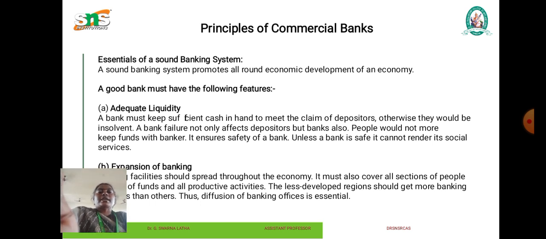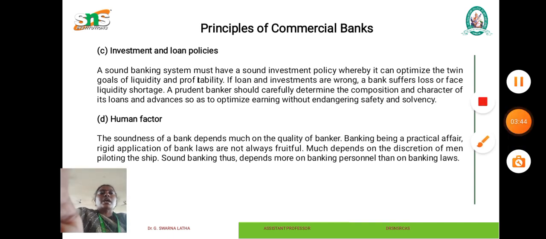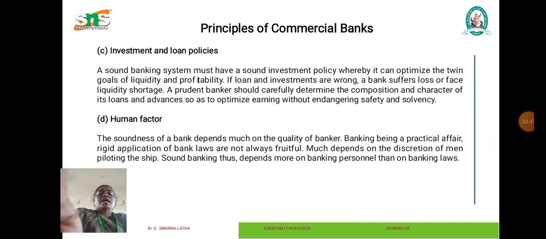Next one is expansion of banking. It should bring the facilities throughout the country's economy. It must also cover all sections of the people, of the funds and also productive activities. The less developed regions should get more banking than others. Thus, a diffusion of banking offices is essential. The next one is investment and loan policies. A sound banking system must have a sound investment policy whereby it can optimize the twin goals of liquidity and profitability. If loan and investment are wrong, a bank suffers loss or faces liquidity shortage. A prudent banker should carefully determine the composition and character of its loans and advances so as to optimize earning without endangering safety and solvency.